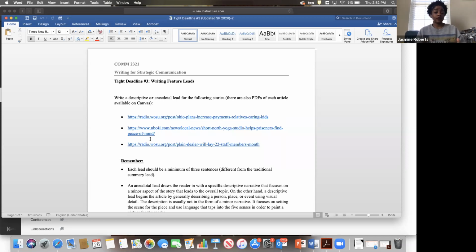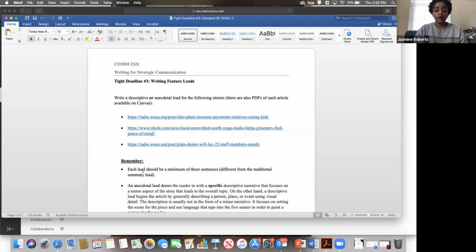Now, I'm not picky about whether all of your leads are descriptive, all of them anecdotal, or maybe one anecdotal and the next one descriptive. I really don't care. You can choose whatever type you want to use, descriptive versus anecdotal. Just make sure it is in fact a feature lead.